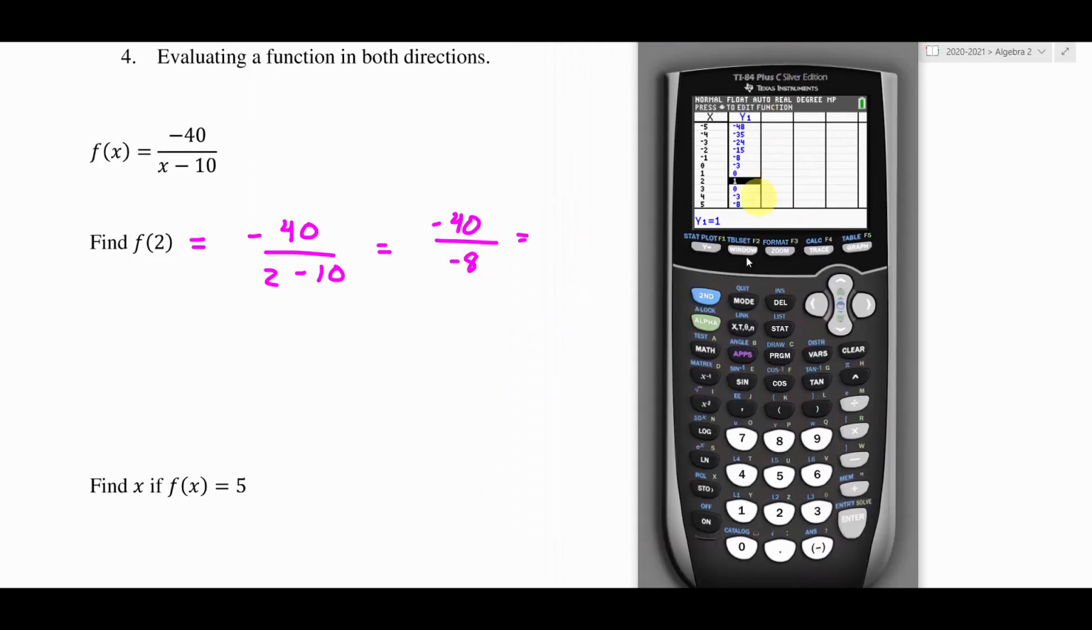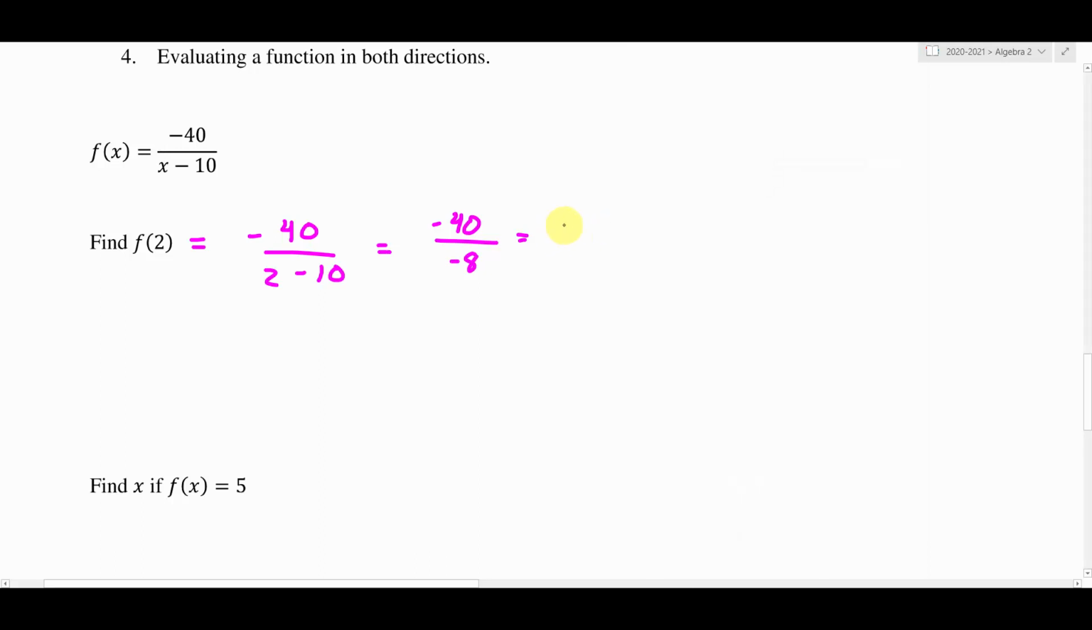And then I'm going to do negative 40 divided by negative 8. I'll do that in the calculator with you just in case you're using the calculator. I want you to see how it goes in. Remember, use the negative key here. So this will be negative 40 divided by negative 8, just like that. You get a positive 5. There you go. So when I put a 2 in, I get a 5 out.